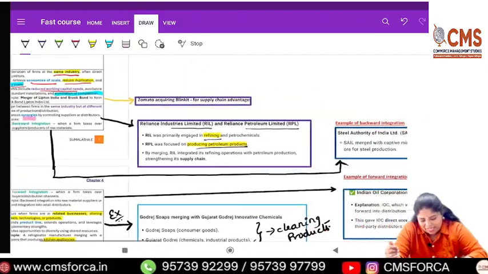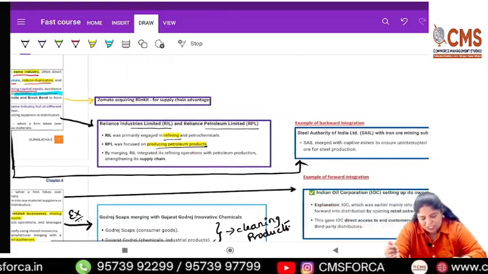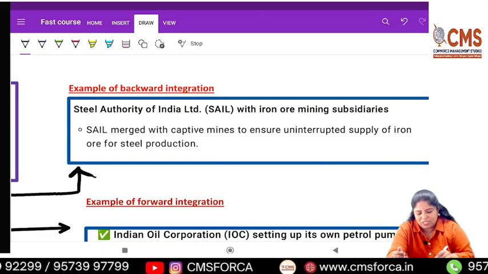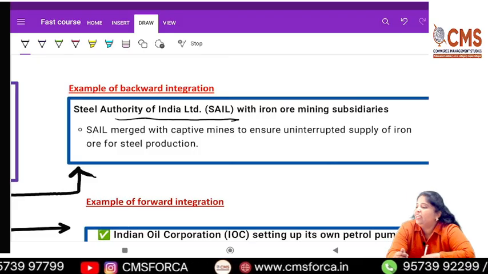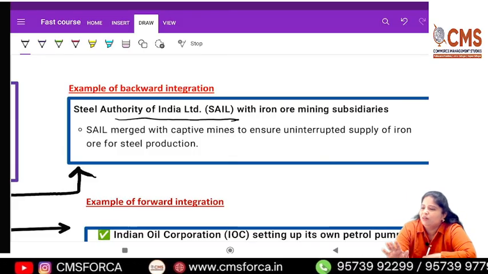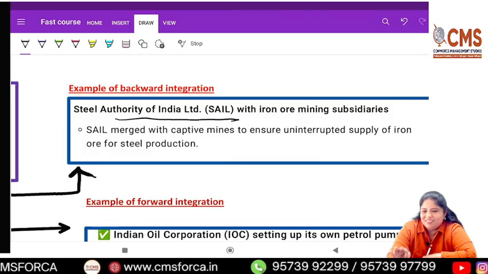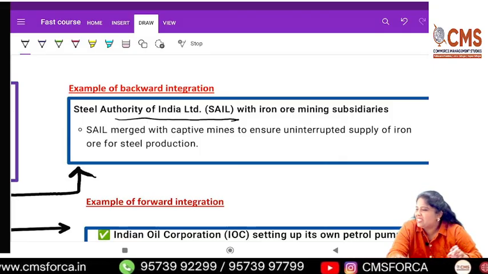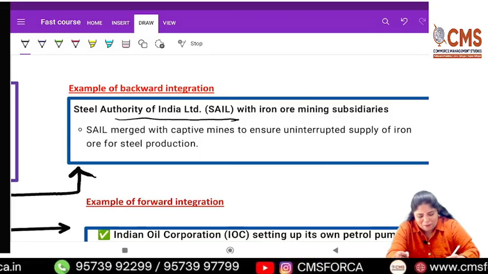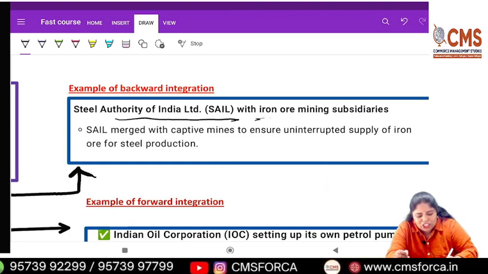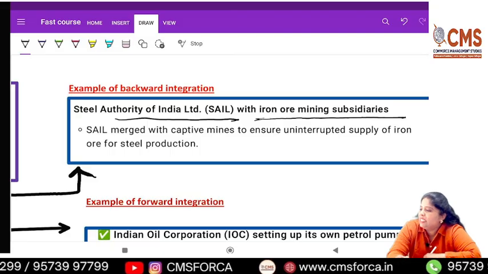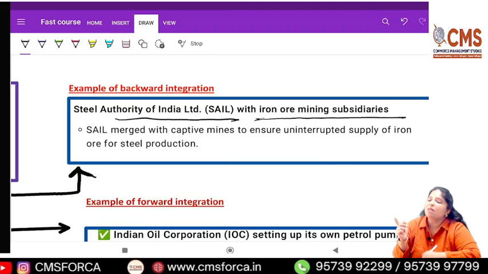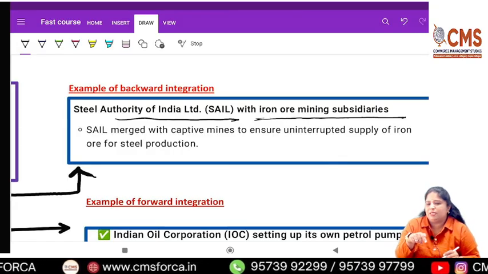Shall we go ahead and take a look at one more example of vertical merger? This is an example of backward integration. Steel Authority of India Limited, SAIL, is one of the most well known, right? Can I say it's the brand of India sometimes, like Amul? SAIL got merged with iron ore mining subsidiaries. So can I say this is a backward merger? Because they are merging with input providers.